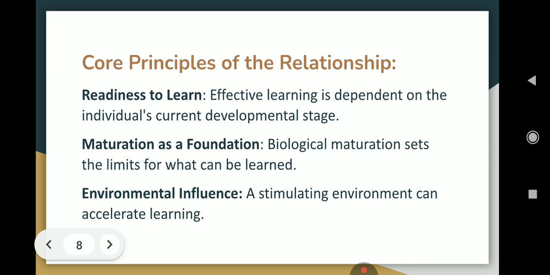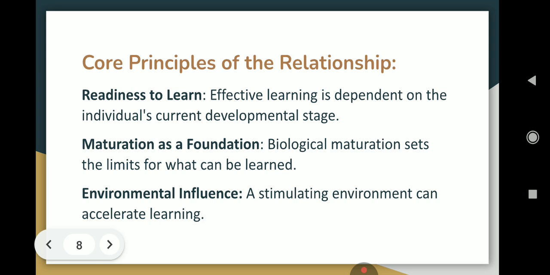Then maturation as a foundation. Biological maturation sets the limits for what can be learned. Maturation provides the basic foundation by setting the natural limits of what can be learned at a given age. For example, a child cannot read fluently before the necessary neural and sensory development occurs. Everything has to be properly developed, which is related to language. Then only the child can speak properly, fluently, or whatever.